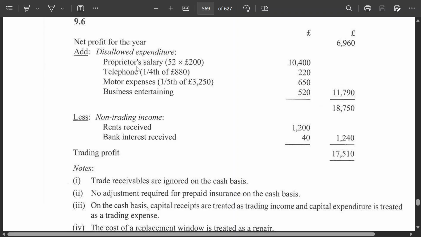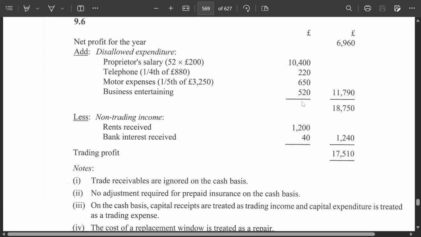But in this question 9.6 for Linda, in the question it is mentioned that some of the sundry expenses relate to business entertainment of 520. So that means you have to remember the rule that business entertainment is not allowed. Business entertainment means that you're entertaining your customers to develop business. So that's not allowed under the rule. That's why we are adding it back. Is this clear?